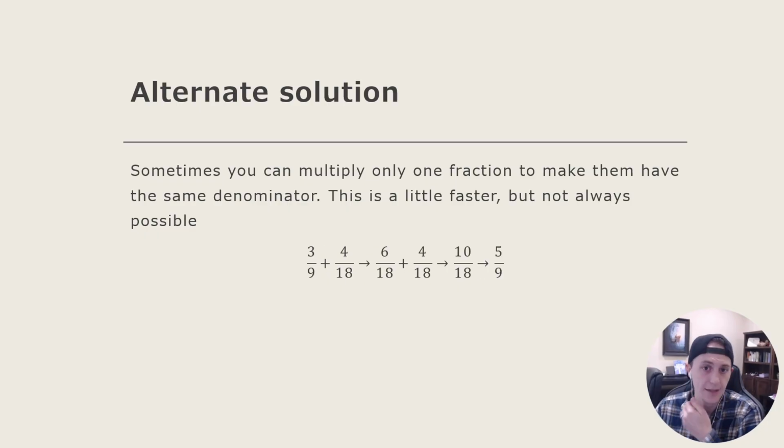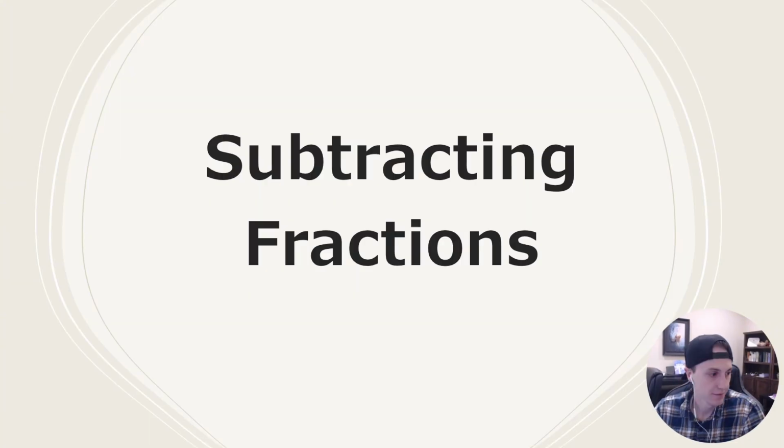So look out for the times that you may be able to solve it this way, and it'll save you some time. And also notice on this slide, we got to simplify. 10 over 18 is not actually the final answer because it can be simplified down, divide each number by 2 to get 5/9.